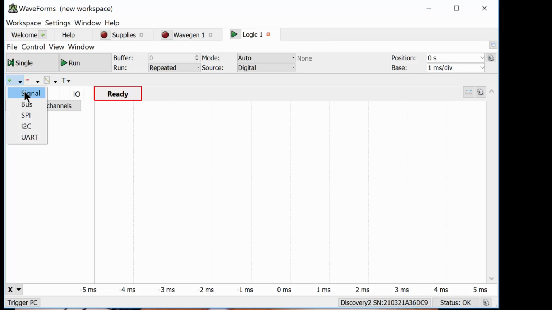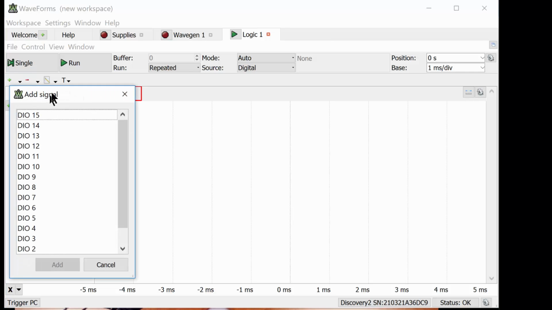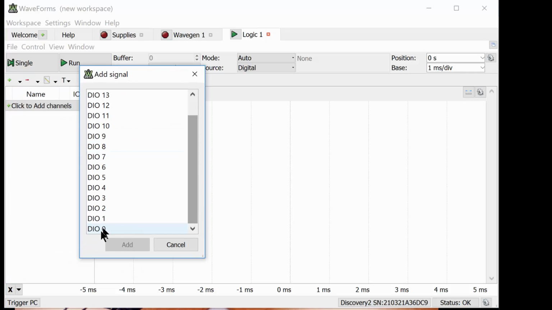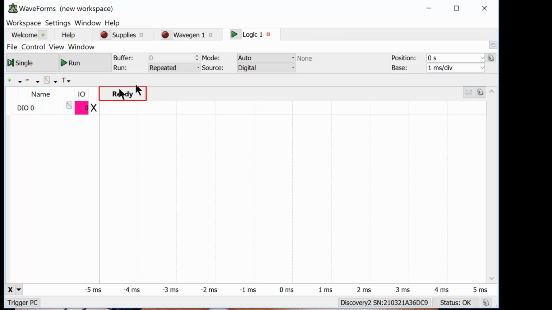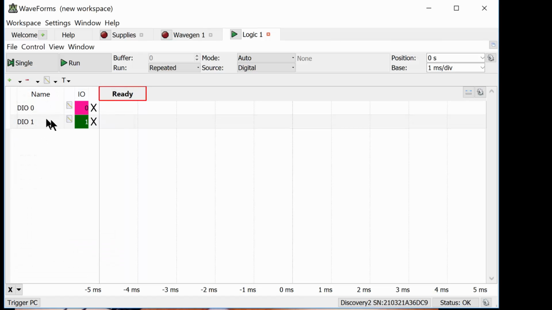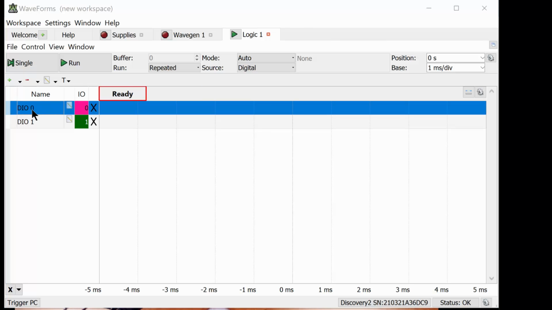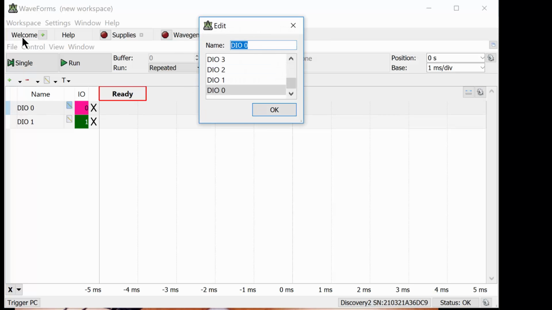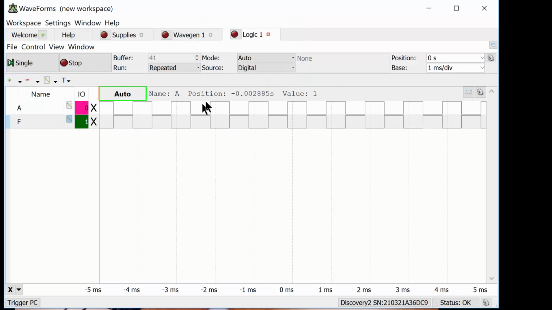So I'm going to hit this plus, and this time I'm going to hit signal, which means just a single signal, and I'll hit DIO0, and then I'll add another signal, and I'll say it's DIO1, and now I'm ready to take a logic analyzer measurement. I can double click on this, and just to keep it consistent, let's name this A, to match our drawing, and then we'll call the output F. And I'm going to hit run on here, and notice there it is.